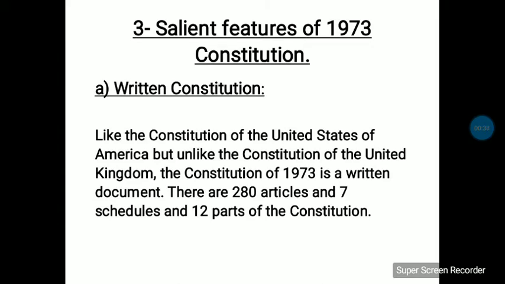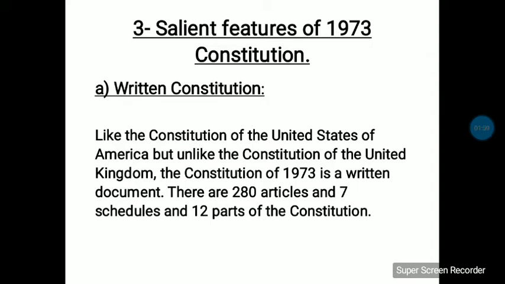Before starting this topic, I want to tell you that before watching this video you must set the quality of the video, because there can be bad quality. So you have to first set the quality of this video by going into settings. So let's start: salient features of the 1973 Constitution.